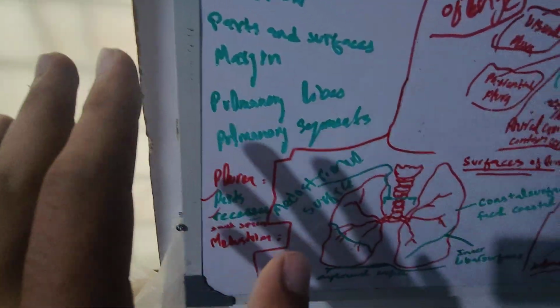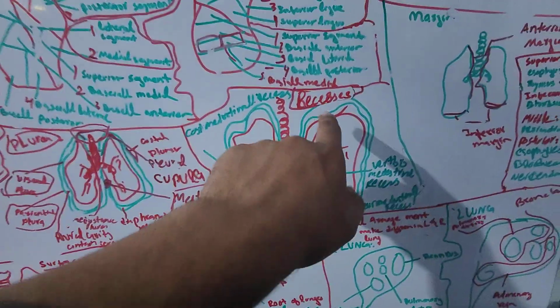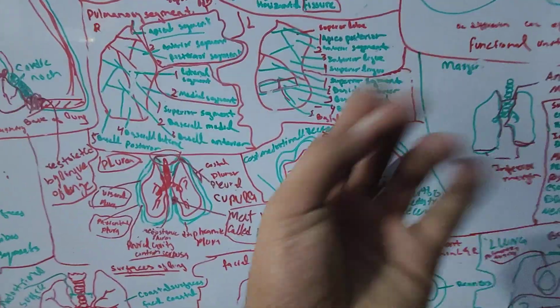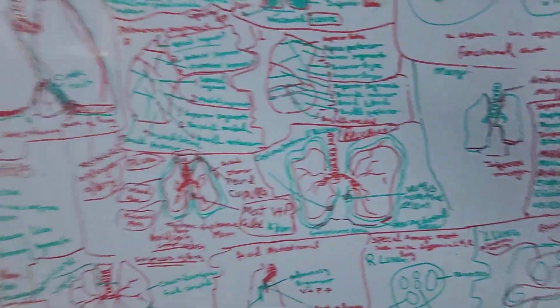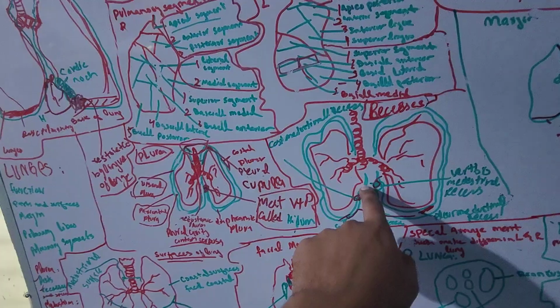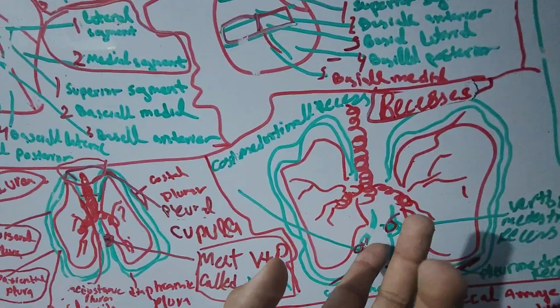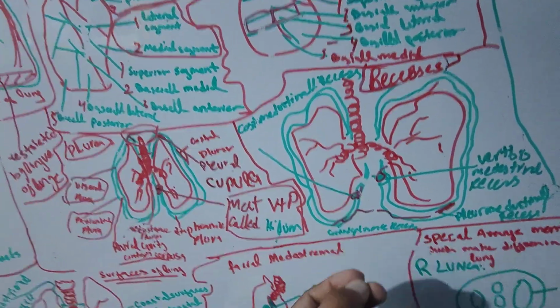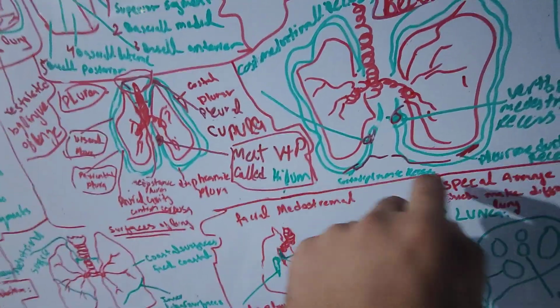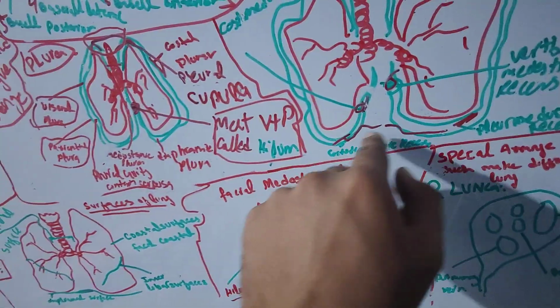Let's go to the pleural recesses. We are almost done. What are the pleural recesses? The gaps, the spaces. What is the first space? Here where it meets, we call it the costomediastinal recess. Then we have the costal one in the diaphragmatic area. This gap, in the diaphragmatic area, is the costodiaphragmatic recess.